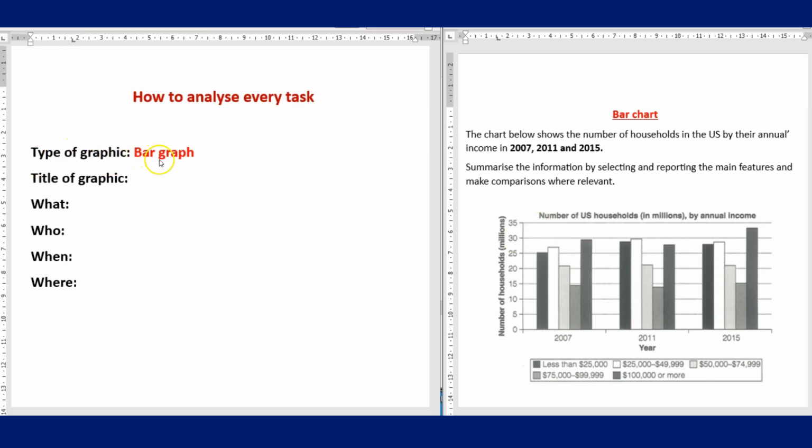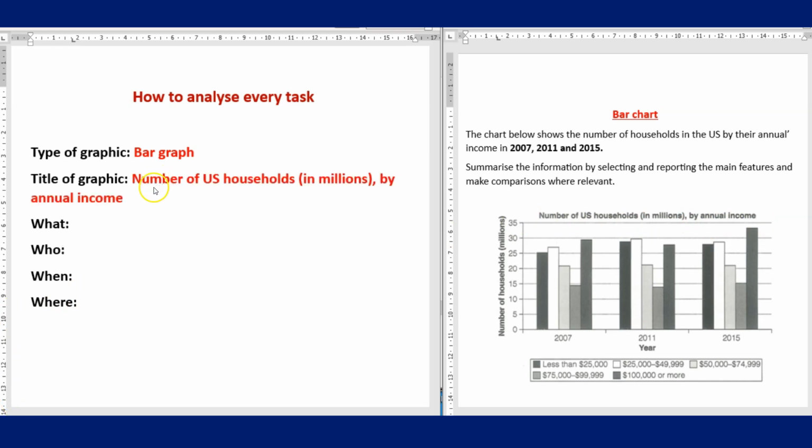So first of all, what graph is this? This is a bar graph. And the second thing is, what is the title on the graphic? Not the question, the graph itself. If you look at the picture, you can see that there is a title here. So we have to look at the title, write it down, and analyze it as well. In reference to the title, it is talking about the number of US households in millions by annual income.